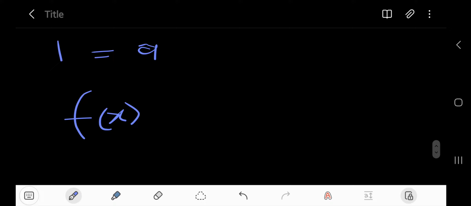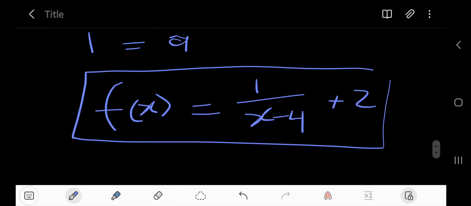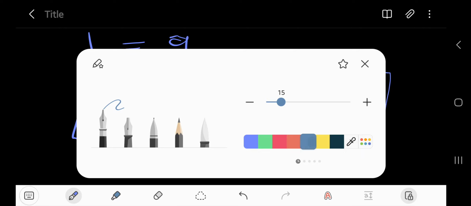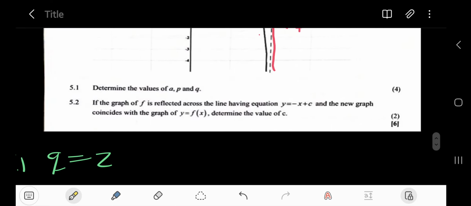So I just want to write down the original graph, right? So we have f of x, f of x is equal to 1 over x minus 4, plus 2. So this is our f of x, right? So we are done with this one, and then let's push. Let's see how far we can go. So let's go to the next question.